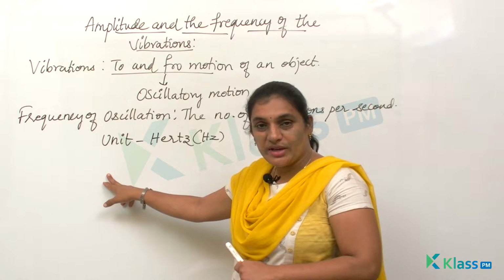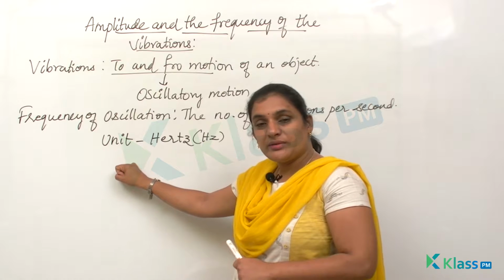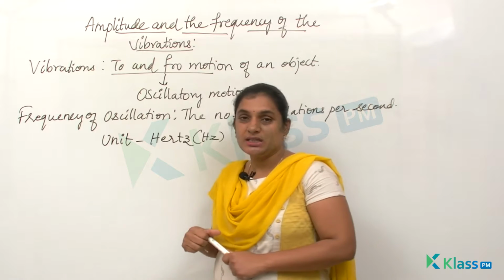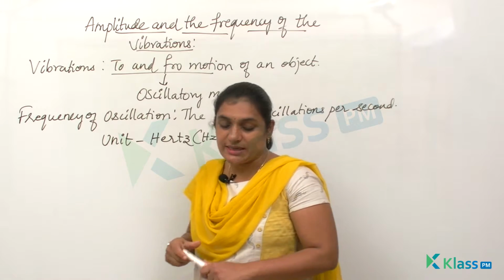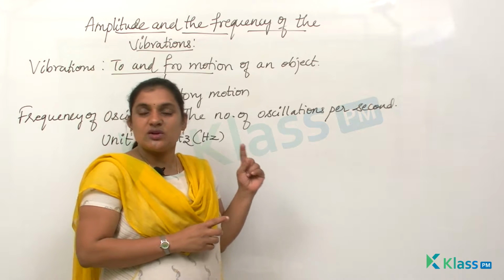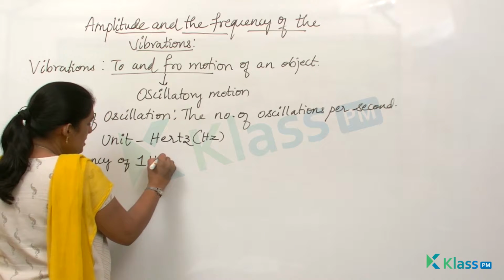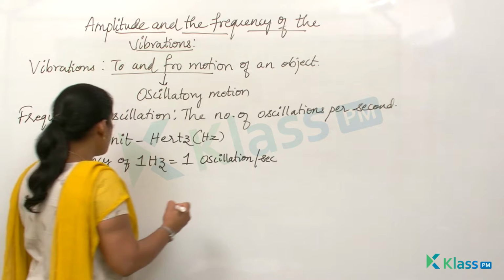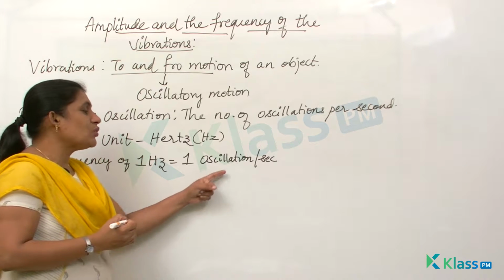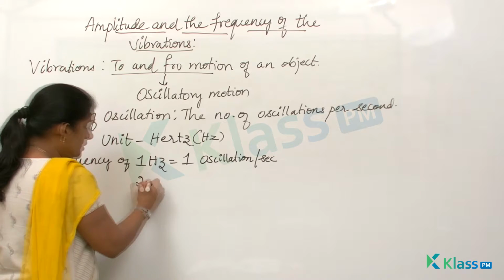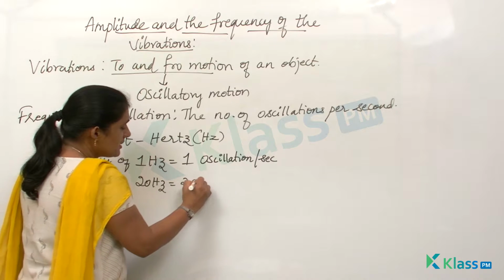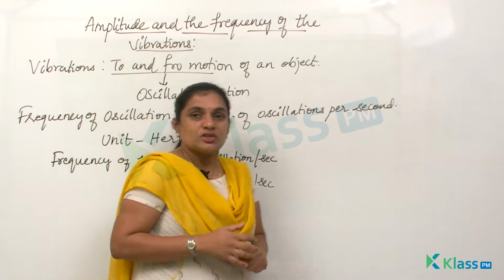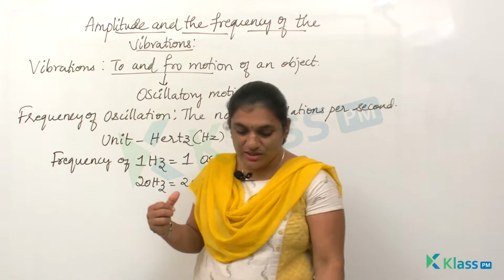As there are units for various quantities, in the same way frequency also has a unit which is named after the scientist, called unit Hertz. So how do you denote Hertz? As Hz. A frequency of 1 Hertz is nothing but 1 oscillation per second. Say if I say 20 Hertz, then it will be 20 oscillations per second, right?